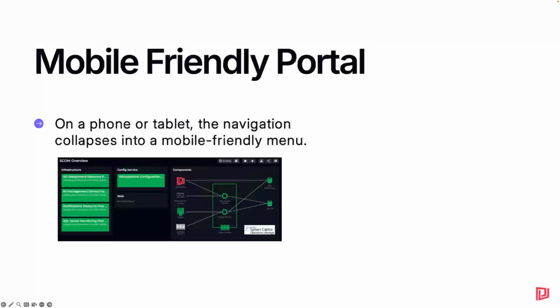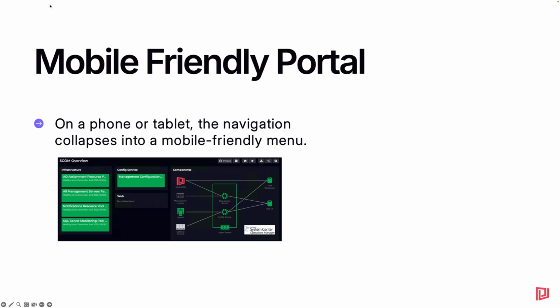Next up, and this one was highly requested, the Dashboard Server portal is now mobile friendly. We know that a lot of you need to keep an eye on your environment when you're away from your desk, whether that's in a meeting, on the go, or being paged at an inconvenient hour. The DS portal now uses a responsive layout that adapts to your screen size automatically. On a phone or tablet, the navigation collapses into a mobile-friendly menu.